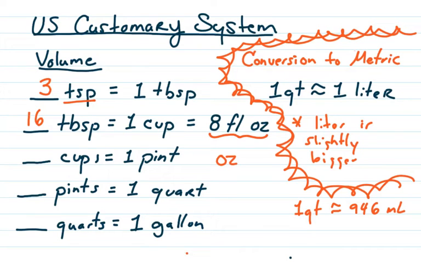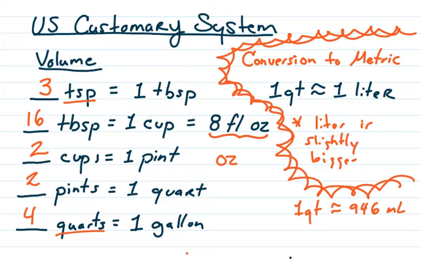Next, there are 2 cups in 1 pint. There are 2 pints in 1 quart. And there are 4 quarts in a gallon. Quart is Latin for 4, like a quartic equation. And 4 is the number of quarts in a gallon.